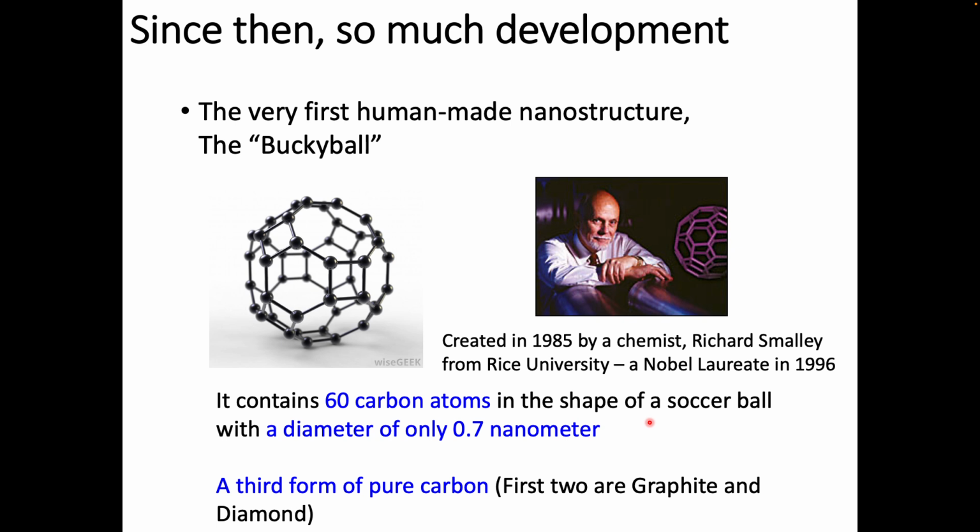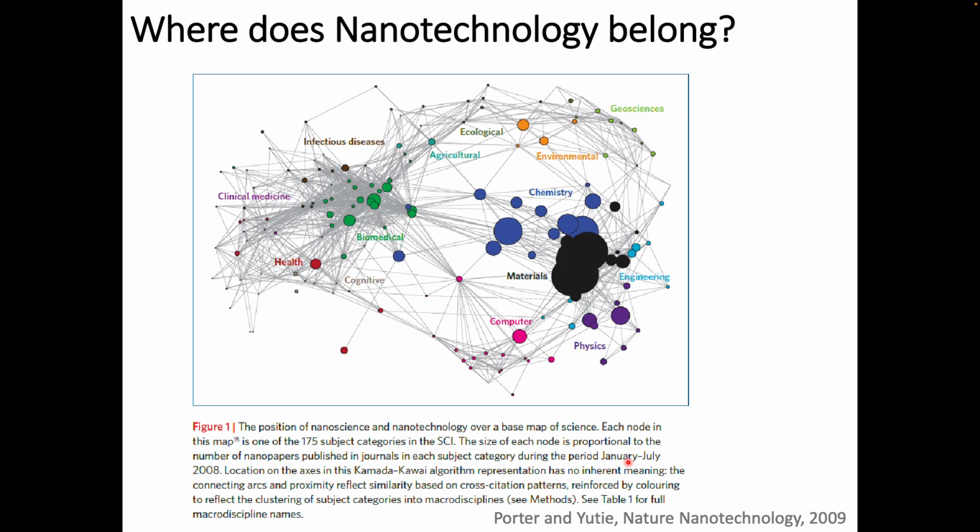So it's a very, very small nanostructure that humans made for the first time. This one is considered the third form of pure carbon. The first two are obviously graphite and diamond, but this third form is essentially a man-made structure. In that sense, scientists started making nanostructures by design and engineering, and since then nanotechnology has really become widespread.